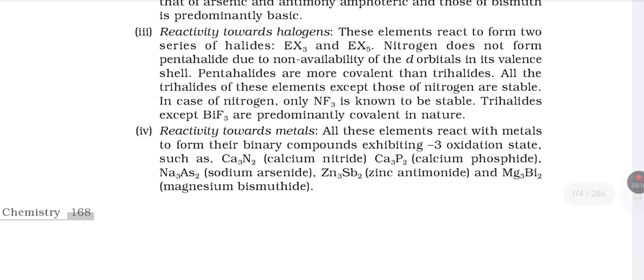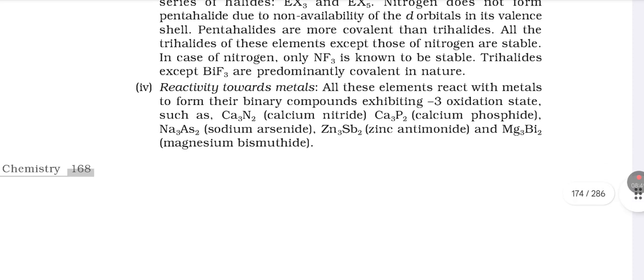Reactivity towards halogen. These elements react to form two series of halides. Nitrogen does not form pentahalide due to non-availability of d orbitals in its valence shell. Pentahalides are more covalent than trihalides. All the trihalides of these elements except those of nitrogen are stable. In case of nitrogen, NF3 is known to be stable. Trihalides except BiF3 are predominantly covalent in nature.